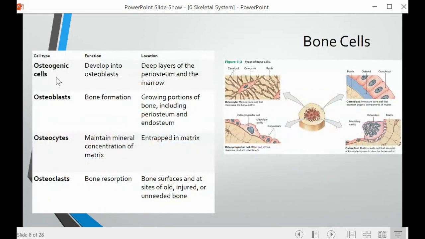So what does each one do, right? Those osteogenic cells can develop into osteoblasts. The osteoblasts are going to create the bone. They continue to grow portions of the bone, including in the periosteum and the endosteum. We're going to talk about those areas in just a second. The osteocytes are maintaining that mineral concentration, and then the osteoclasts are the bone resorption. So they're reabsorbing the bone. And this is how we do remodeling with all these different types of cells.